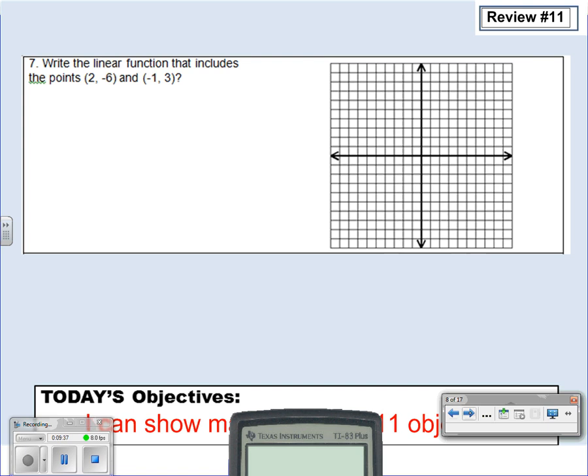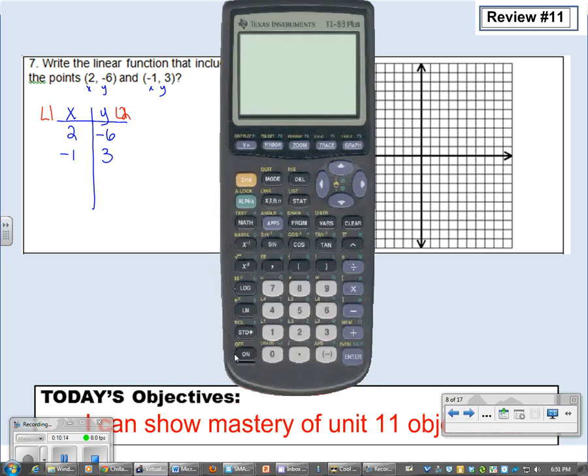Number 7, it's from a previous unit. We're going to write the linear function that includes the points (2, -6) and (-1, 3). Anytime you're given 2 points, these are x values and y values, we can set up a table with our x and y values. So our first point is (2, -6), and the second point is (-1, 3). And now anytime that we have a table of values, we can use our stat by putting our x's into L1 and our y's into L2. We'll go to stat.